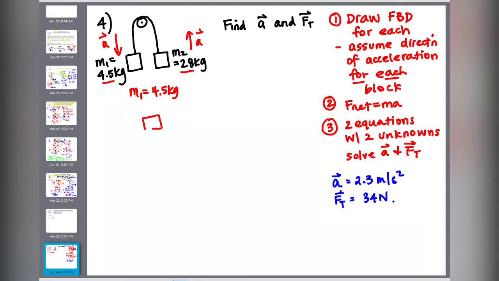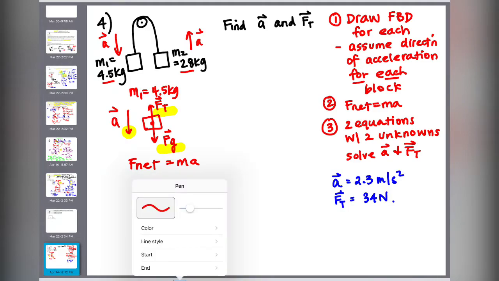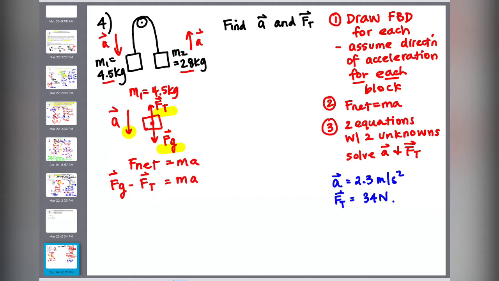Okay, so if I were to draw the free body diagram, I know that it has FG and FT. FG going downwards, force of tension is the rope that is hanging upwards for the 4.5 block, and I know the acceleration is going downwards. So for me to write my net force equals MA, my second law, F net equals MA, because downwards is the positive, I go down minus up. So that means I go FG minus FT equals MA. Okay?